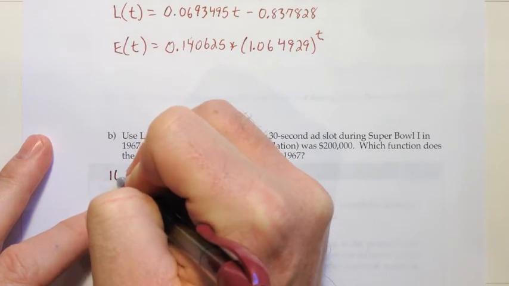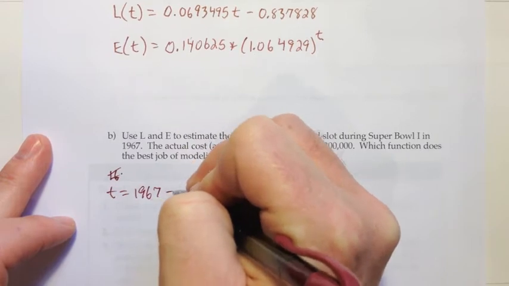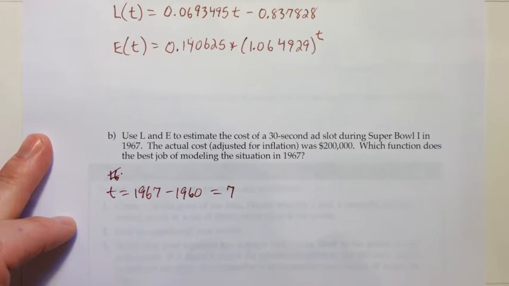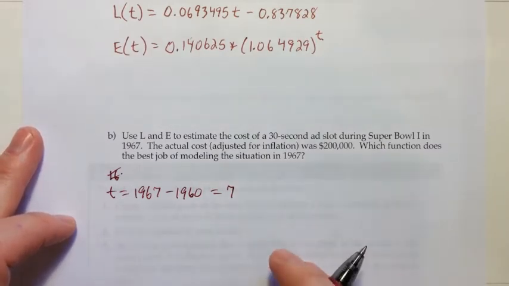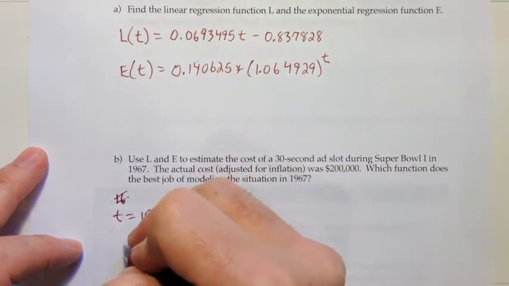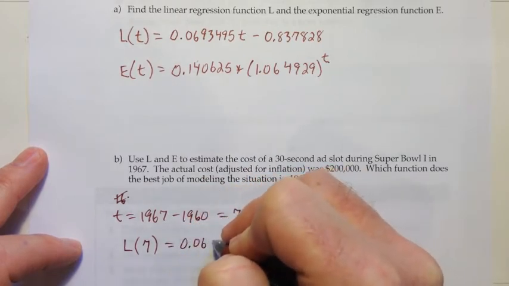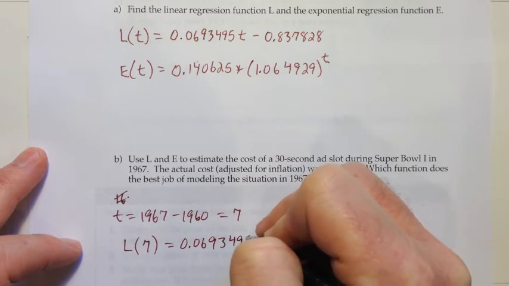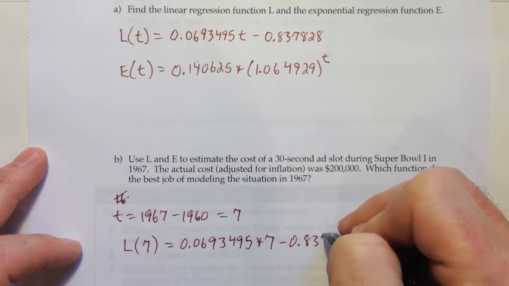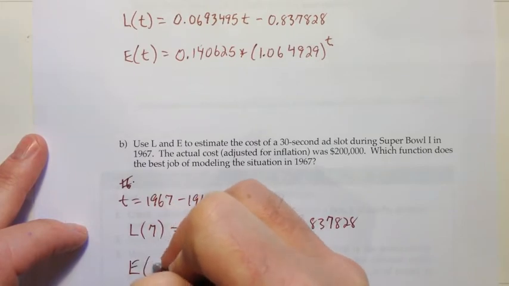Well, if you take 1967 and you subtract away the 1960, which was our starting point, then you get t equals 7. So we want to plug that into both of the two functions. Looking at this one, we want to put the 7 in here and therefore also there. So L of 7 would be equal to 0.0693495 times 7 minus 0.837828.